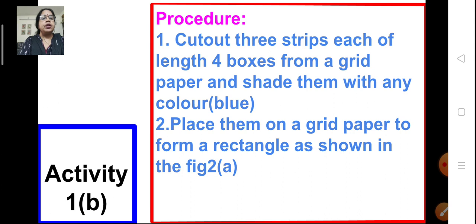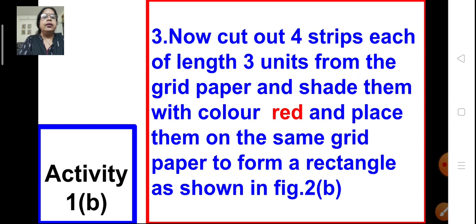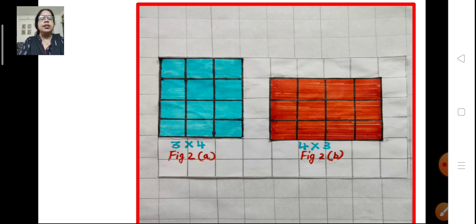First step, cut out 3 strips each of length 4 boxes from a grid paper and shade them with any color. For example, blue. Second, place them on a grid paper to form a rectangle as shown in the figure 2A. Then, cut out 4 strips each of length 3 units from the grid paper and shade them with color red or any other color and place them on the same grid paper to form a rectangle as shown in the figure 2B. So, in this form, you have to stick the strips to form the rectangles. The first figure, that is figure 2A, shows 3 multiplied by 4, and figure 2B shows 4 multiplied by 3.